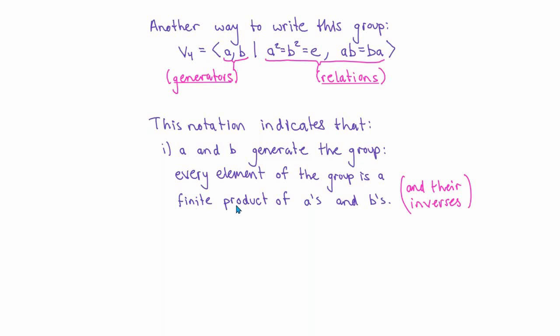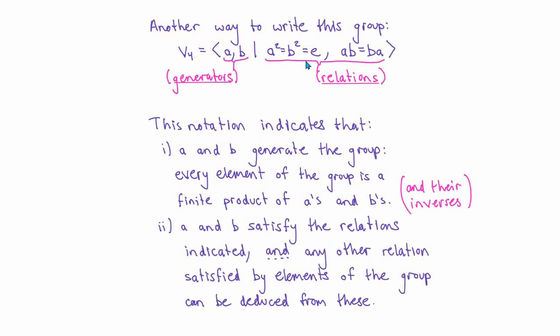In such a finite product, you're allowed to use generators more than one time. So for example, you could have A times B inverse times A times B inverse, or any other finite product of A's and B's and their inverses. Now, the reason why I put "and their inverses" in parentheses here is because in a finite group, you don't need to worry about taking negative powers of the generators. You can just stick with non-negative powers, and they will already generate the whole group. But in general, in infinite groups, the rule is that every element of the group has to be a finite product of the generators and their inverses.